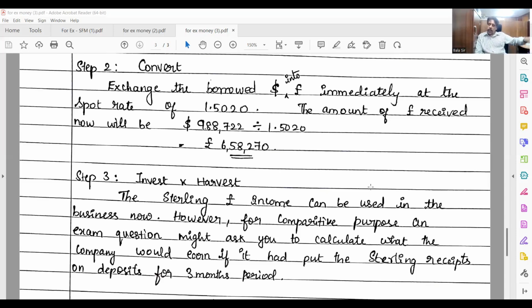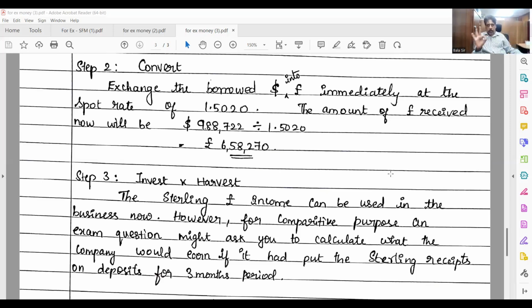Should I read some? Let's complete step number 3 also. Yes. Now, invest and harvest. That's a fancy term. In the real world, the 658,270 pounds will be used in the business to meet the working capital need. But for examination purposes, we assume these pounds are invested for 3 months. People ask me, why not 6 months? Why not 4 months? I'm taking 3 months because you are supposed to get the money in how many months?